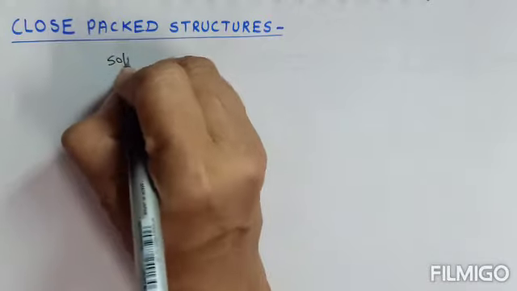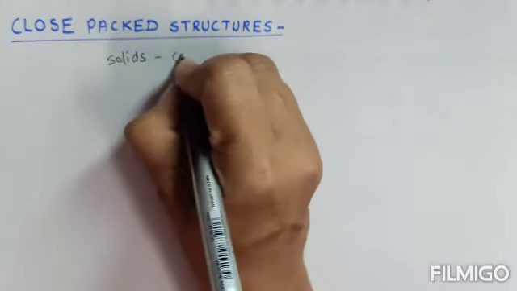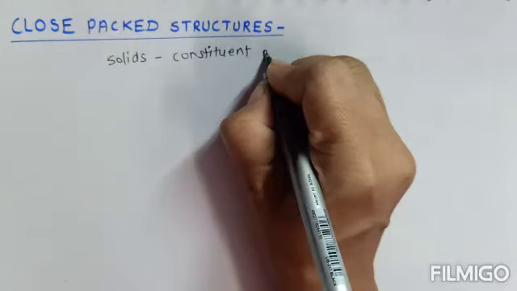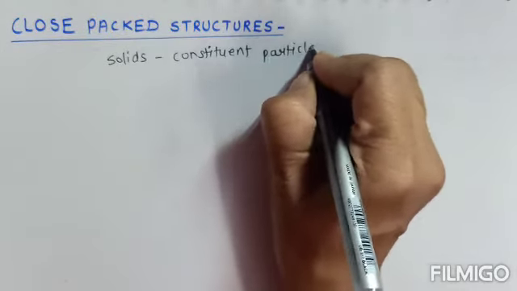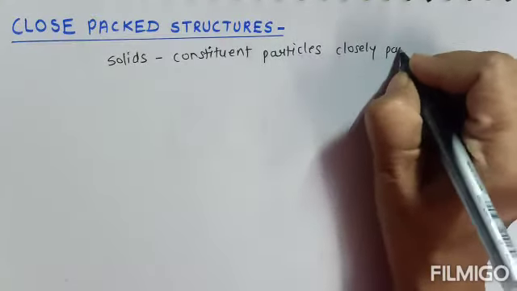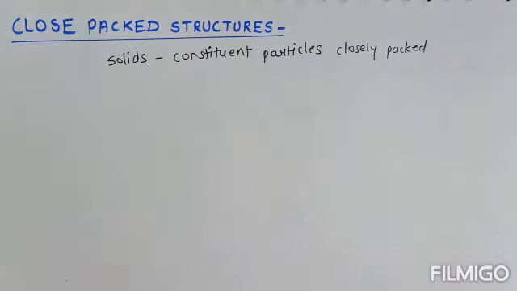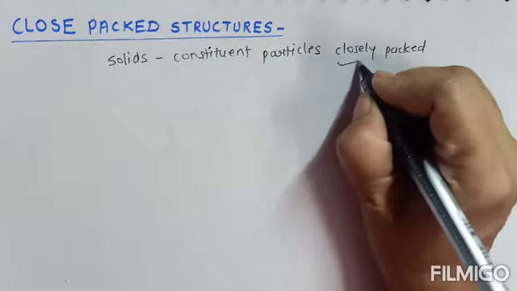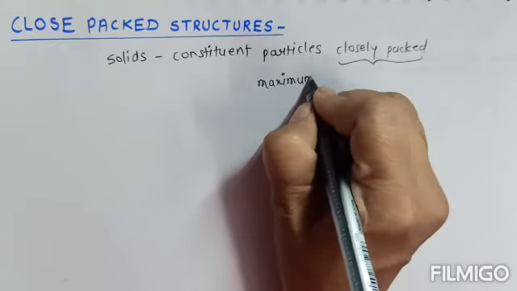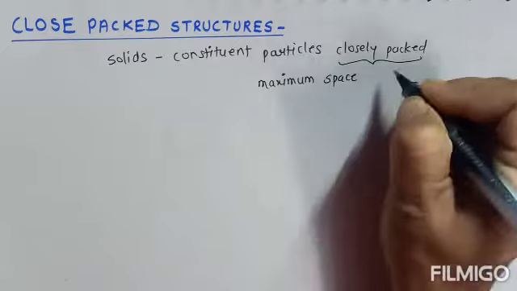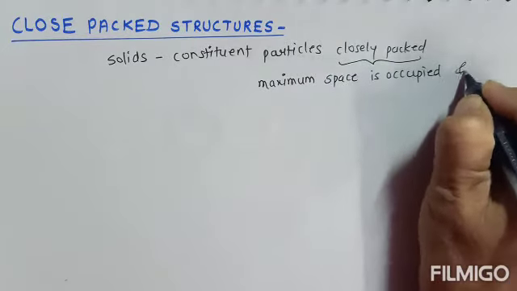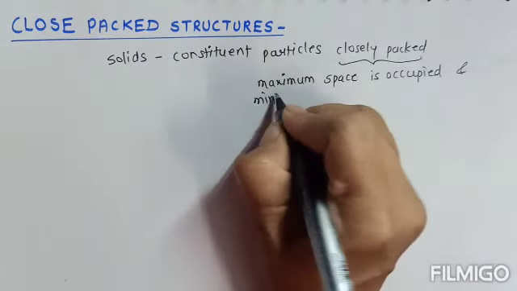We know in solids the constituent particles, which can be either atom, molecule or ion, are closely packed, or I can say tightly packed. Now what do you mean by closely packed? It is when the maximum space is occupied by these constituent particles and minimum space is vacant.